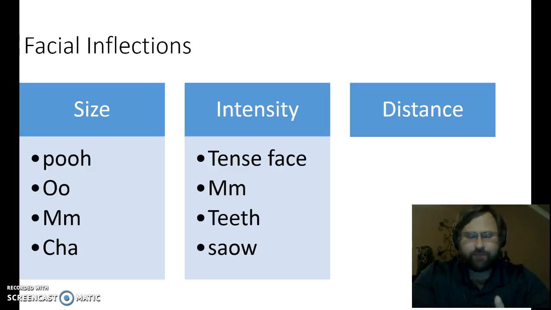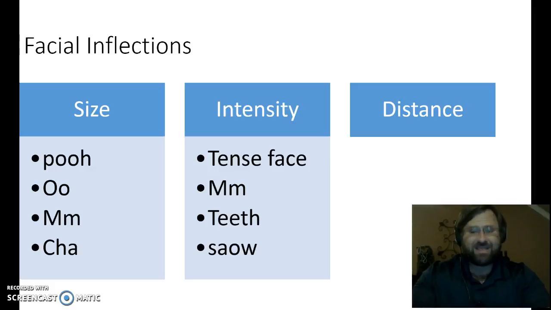A few possible facial expressions show the idea of intensity. The tense face, signed in this way, can be used to show that something is more intense than expected. So for example, if you wanted to say something's really fast, or to show that something is really hard, then that tensed face is one way to do it. The MM face, as we've already discussed, means sort of, not very intense. So something's sort of difficult, or sort of slow.